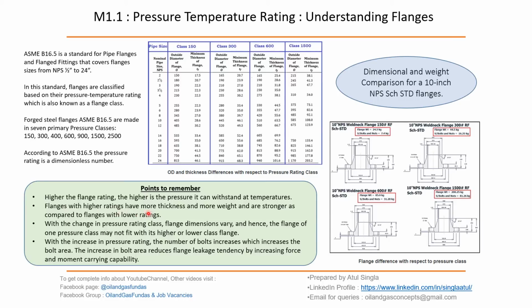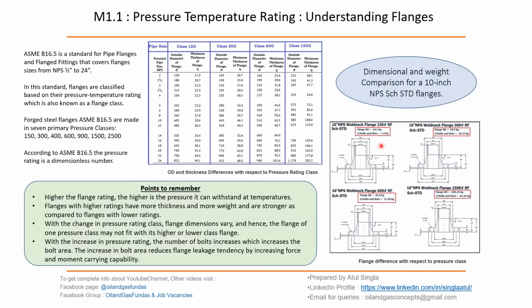Flanges with higher rating have more thickness. If you see, for 2-inch size, the thickness is 17.5. As the rating is increasing, thickness is also increasing. As the thickness is increasing, they have more weight and are stronger as compared to flanges with lower ratings. As the thickness is increasing, weights are also increasing.